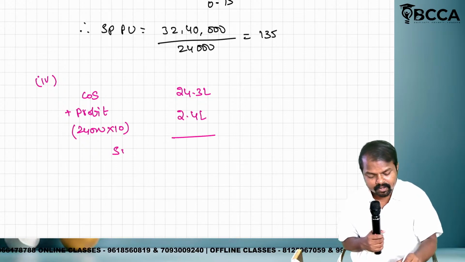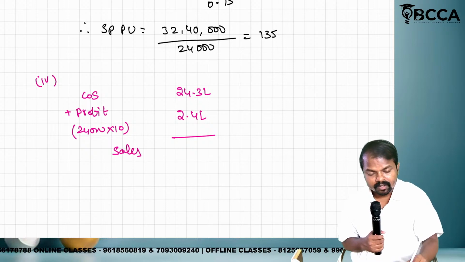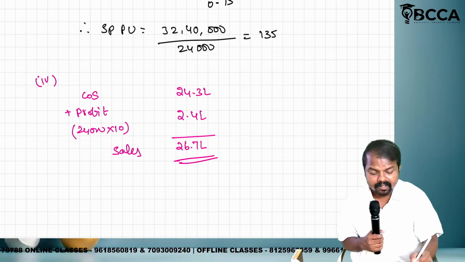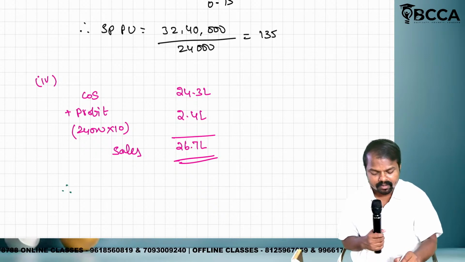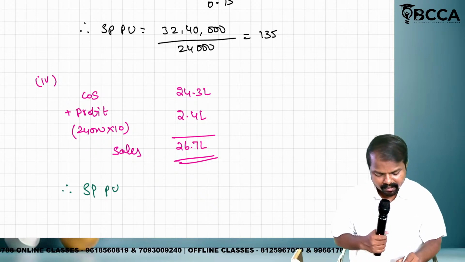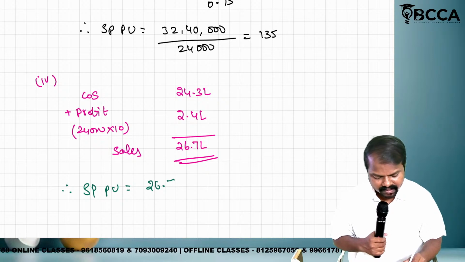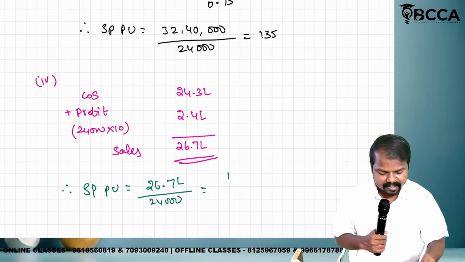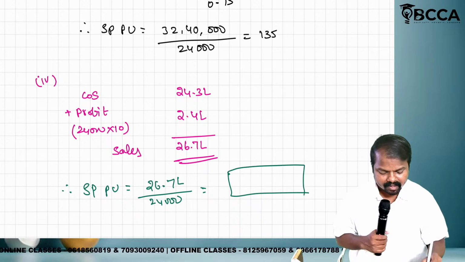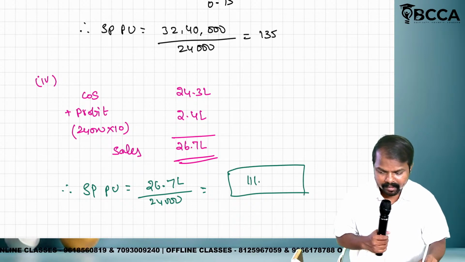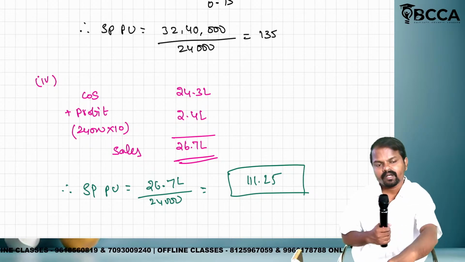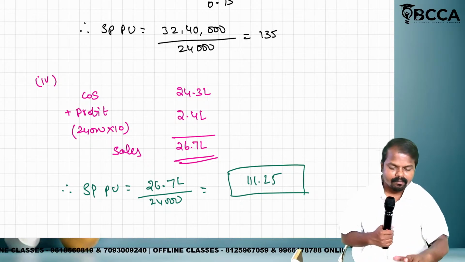Then sales is equal to how much? Correct? Therefore, selling price per unit is equal to 26,70,000 divided by 24,000 units. What is the selling price per unit? 111.25. That's all. Clear? Please make a note.